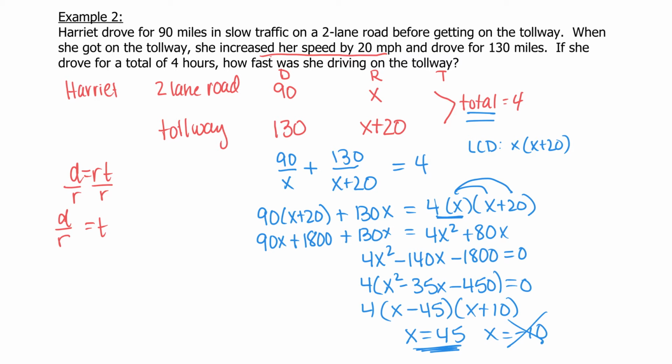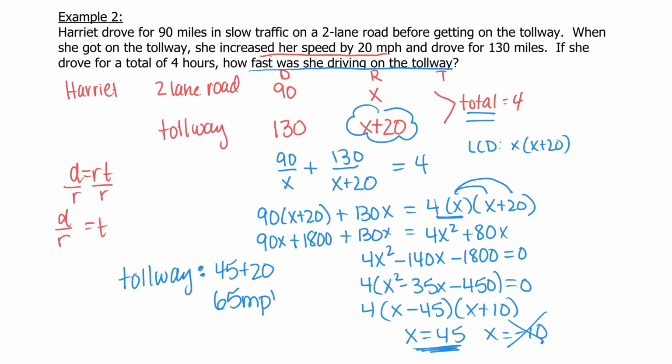And it says, how fast was she driving on the tollway? Well, the tollway was x plus 20. So you would need to do 45 plus 20. So she was driving 65 miles per hour.